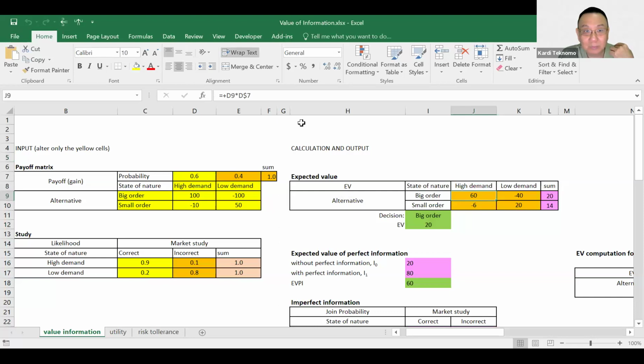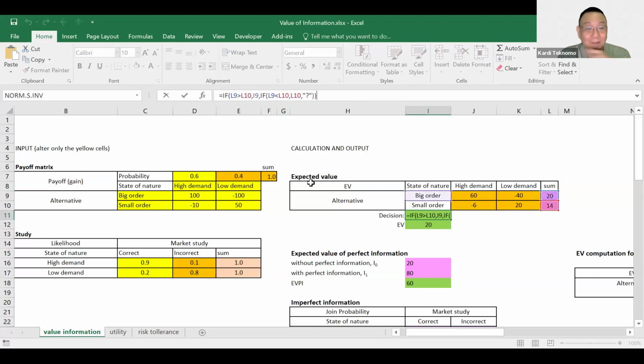This one is basically just multiplying the big order and the high demand by the probability. Same thing here, it's just 0.4 multiplied by minus 100. And this one is the sum, right? So this is the value of each alternative. The EV here is just the maximum between these two. For the decision, you can use max or you can use just if-then.